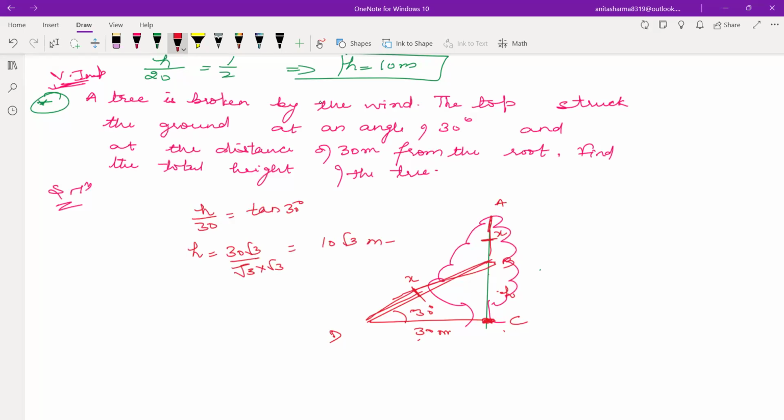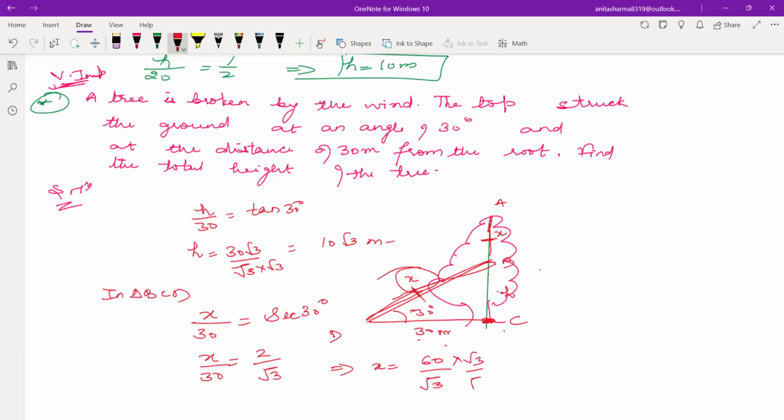Now in the same way, you will take the triangle BCD. You will take this X on the upper side. So X upon 30: hypotenuse upon base will be equal to sec 30 degree. The value of sec 30 is 2 by root 3. So the value of X will be 60 by root 3. Now rationalize it, because in the denominator we have an irrational number. So 60 root 3 by 3, so it will be 20 root 3.